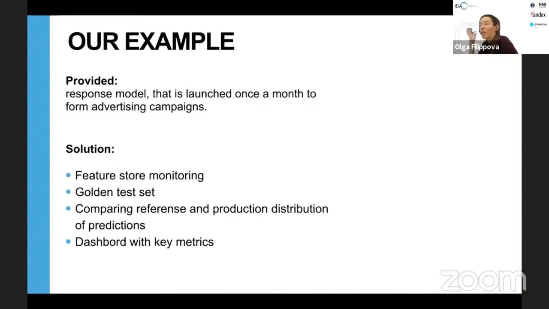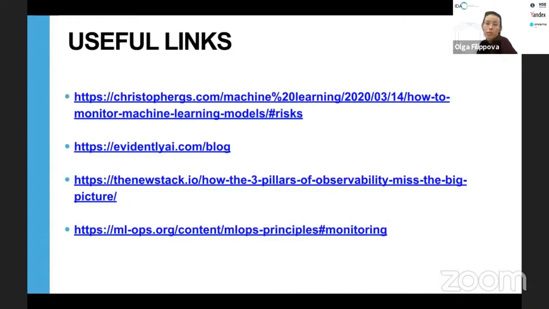And I have another slide with useful links, which helped me make this presentation. And if someone wants to go deeper into the theme, here, there are really useful materials.